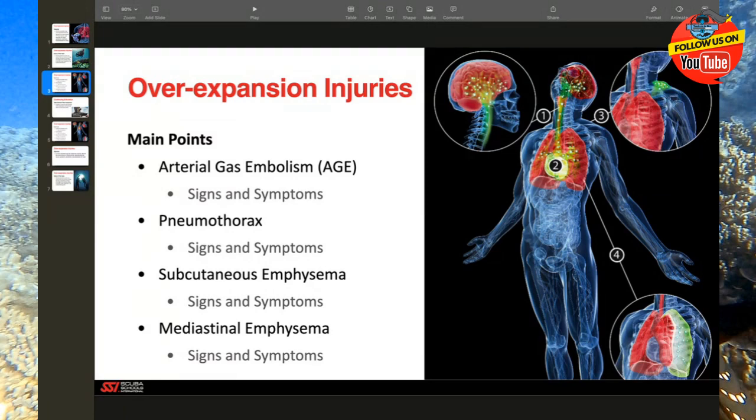So the last one that we have is mediastinal emphysema. This one, the air is going to escape from our lungs into the area around our heart again, and it's going to put a lot of pressure on the heart and the blood vessels. We're going to have chest pains, difficulty breathing, weakness, cyanosis, and unconsciousness.